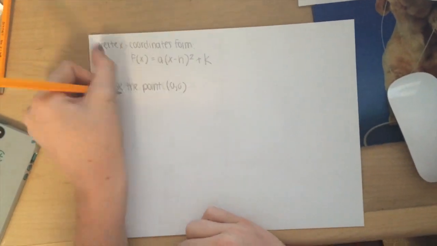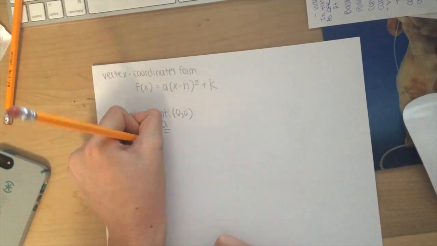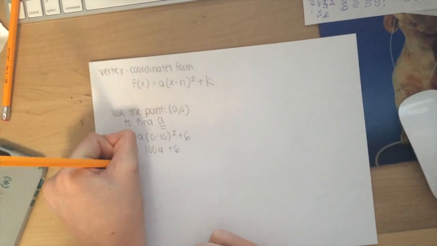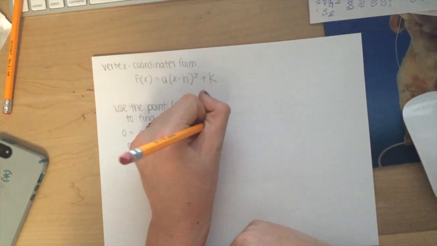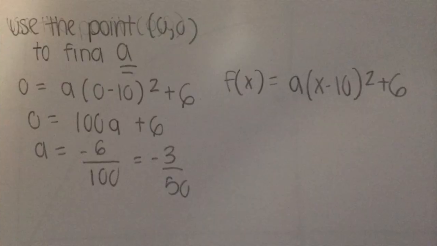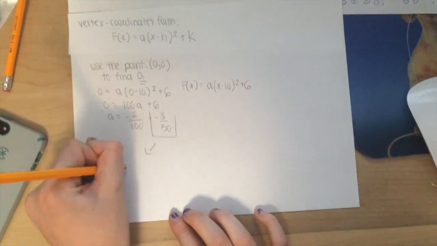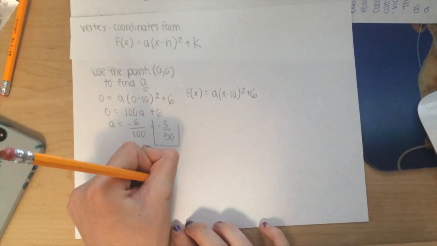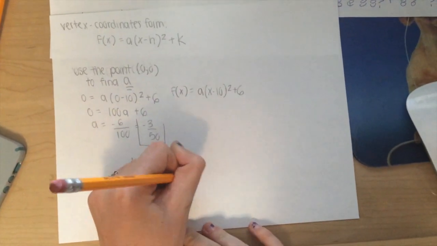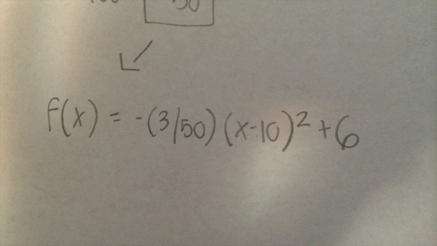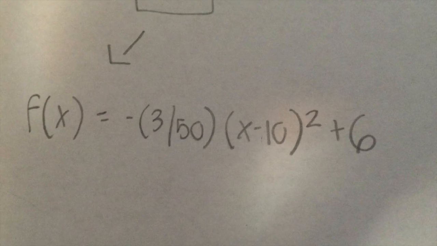First you use the point (0, 0) to find a. Once you solve out the basic algebra equation, you end up with negative 3/50. Once you plug in a into the equation, it looks like this: f(x) = -3/50 (x - 10)^2 + 6.